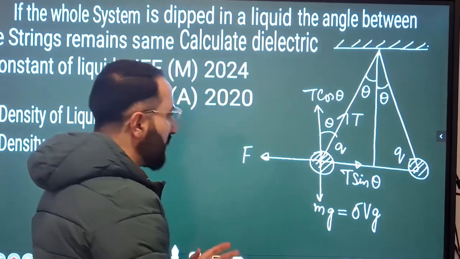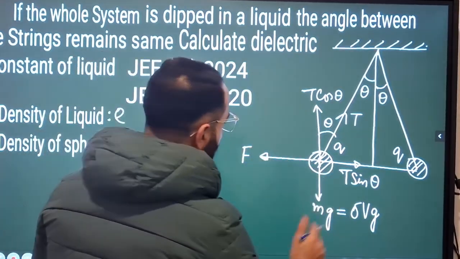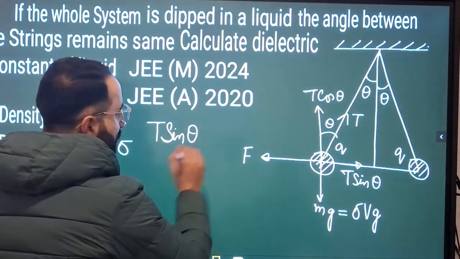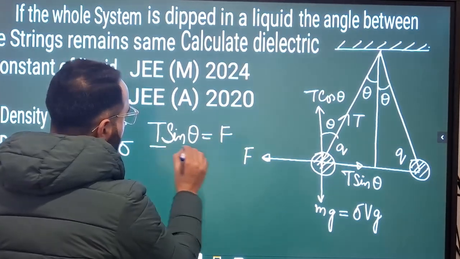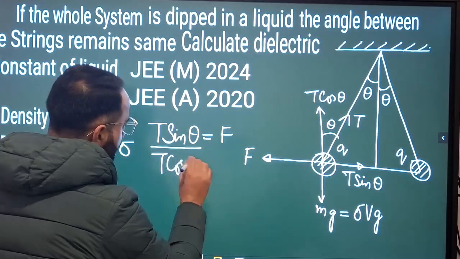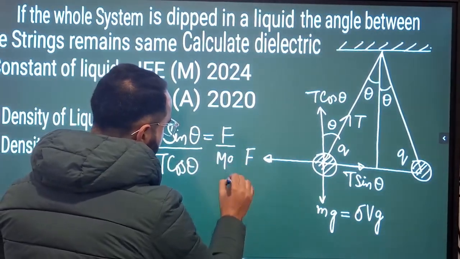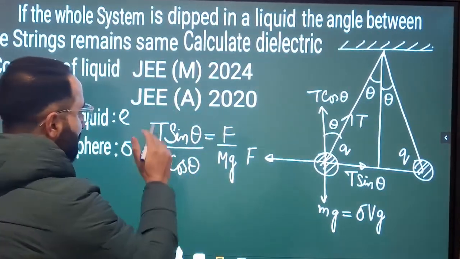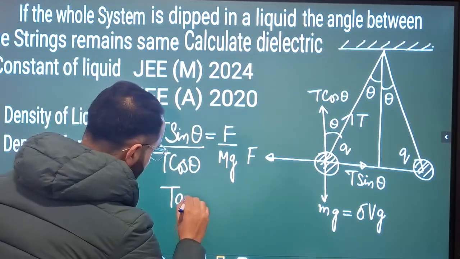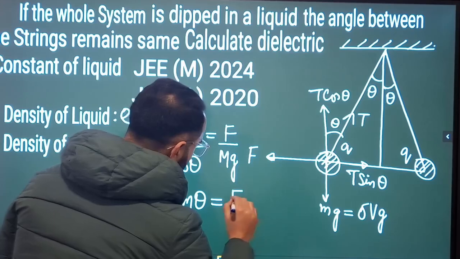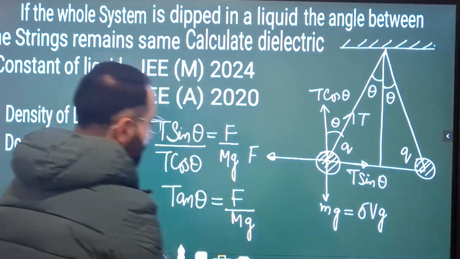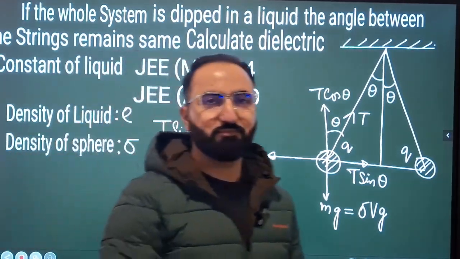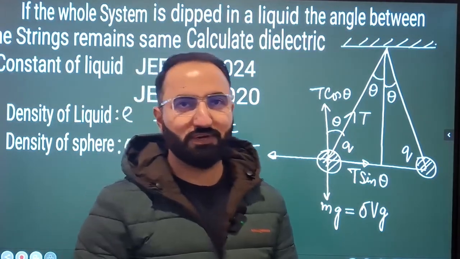Once we equate, T sine theta equals F and T cos theta equals mg. Let's do that. T sine theta comes out to be F, and T cos theta will be equal to m multiplied by g. What I have done is divide the 2 equations. This T and T will disappear. Sine theta by cos theta comes out to be tan theta equals F divided by m into g. So this is my equation: tan theta is equal to F divided by mg. I hope that it is clear to you till now.